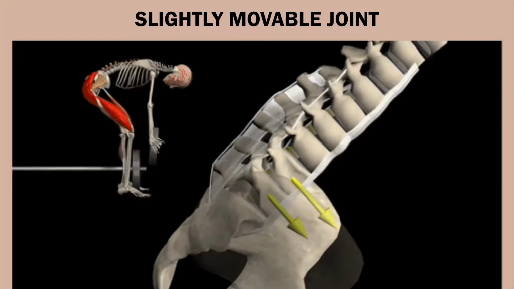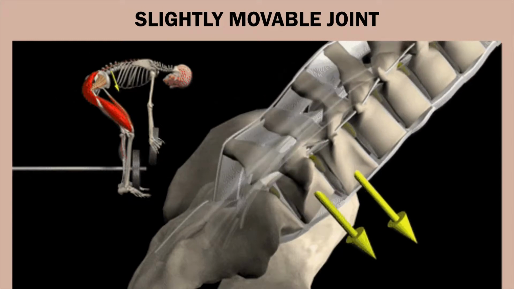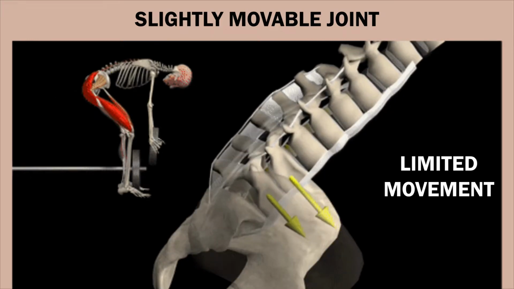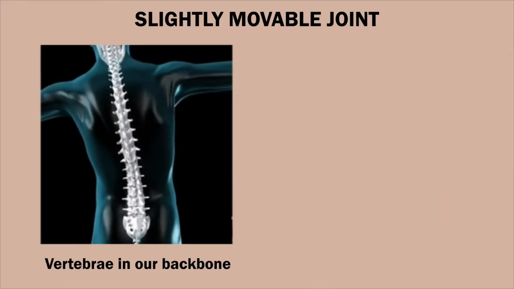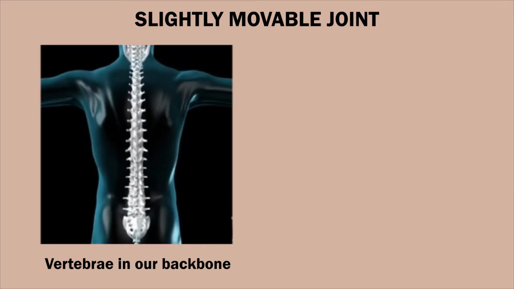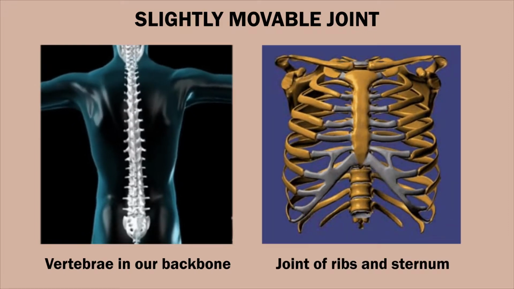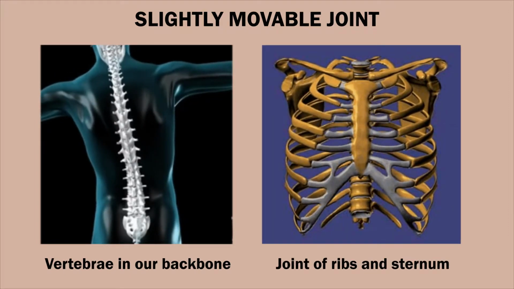At slightly movable joints, movement of bones relative to each other is allowed, but this movement is very limited. The joint between vertebrae in our backbone is an example of a slightly movable joint. The joint of ribs and sternum is another example of a slightly movable joint.